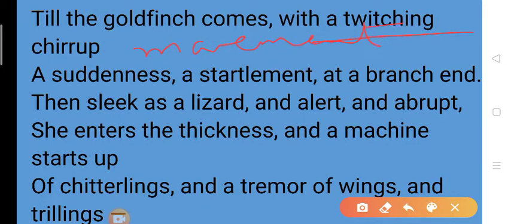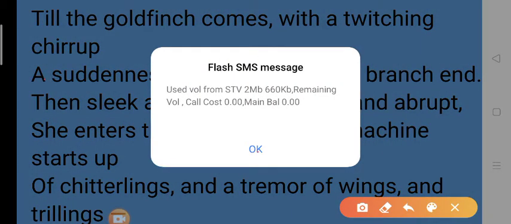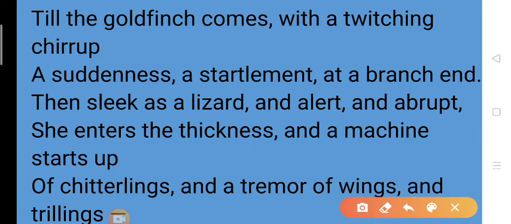There are so many movement words and sound words. Twitching is movement word, sudden jerk movement, and chirrup, a bird making repeated high-pitched sound. A suddenness, again movement, a startlement with surprise, feeling or showing sudden shock. At a branch end means goldfinch comes and sits at the end of the branch of the laburnum tree.